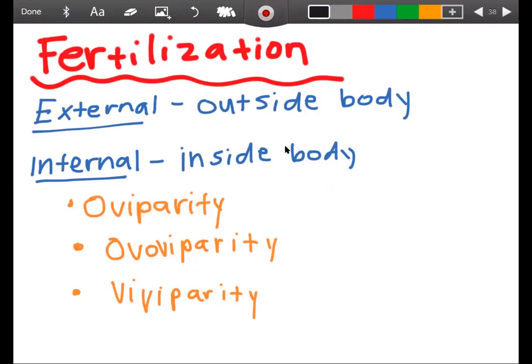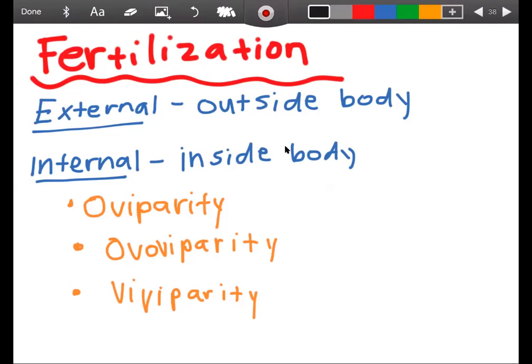And then with ovoviparity, I hope I'm pronouncing that correctly, that's essentially when the fertilized eggs remain in the female until they are hatched, or these eggs are laid right before they hatch. This is the case with some sharks. Some sharks will actually keep their offspring in their eggs right before they're about to hatch. They lay the eggs. And then with viviparity, this is basically live birth.